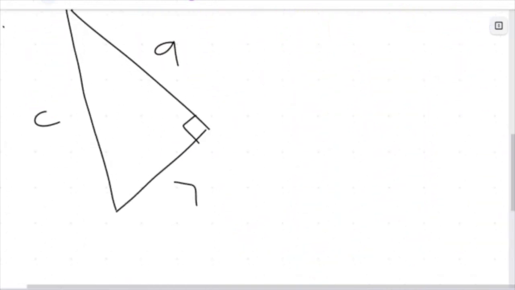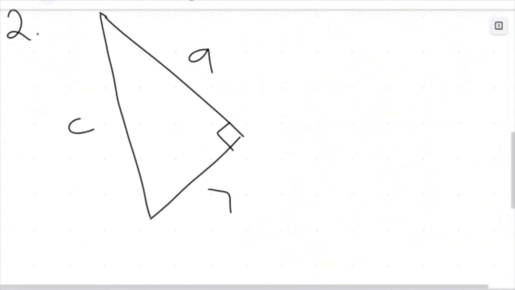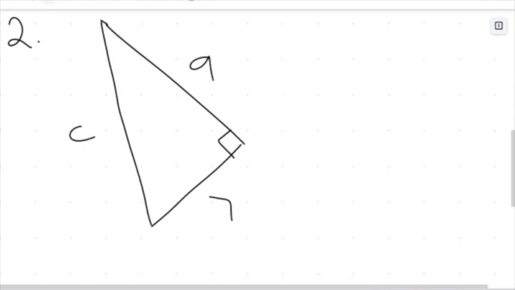Now let's do another one here. And let me give some units to this as well. So we'll say that's 9 centimeters, 7 centimeters, C centimeters. And I want to find, once again, the length of my hypotenuse, my longest side. So when I find this answer, I'm expecting it to be bigger than 9 and bigger than 7, because it's my longest side. That's just the definition of the hypotenuse.